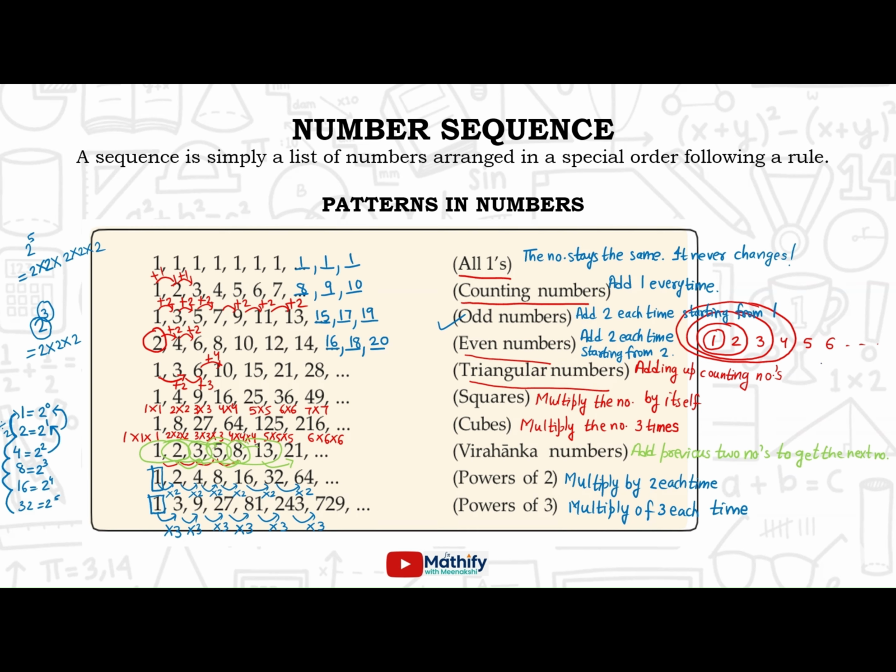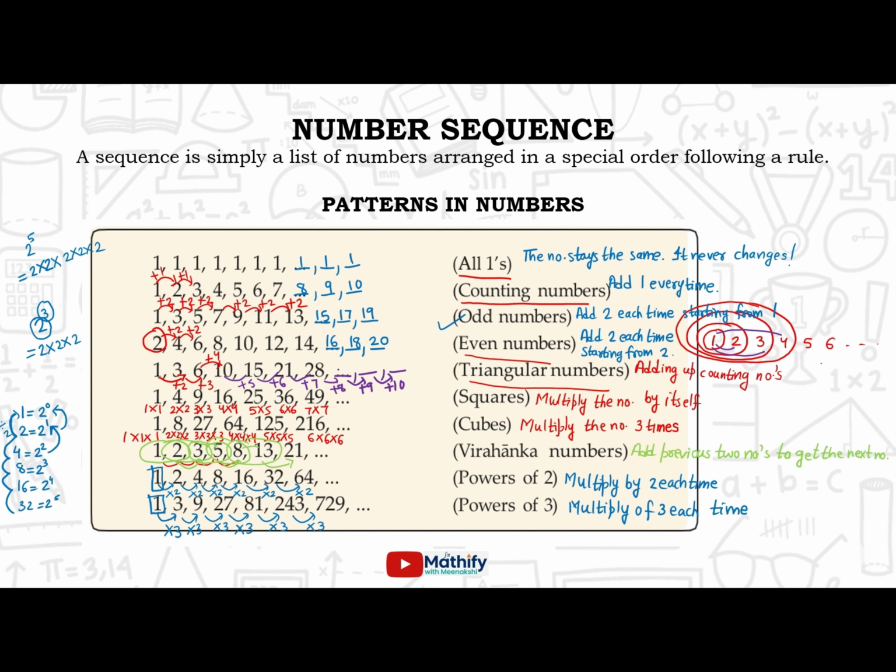Now let's move to the fifth sequence, triangular numbers. Here we have two rules. First, you can add up counting numbers. Like the first number is 1, then 1 plus 2, then 1 plus 2 plus 3, then 1 plus 2 plus 3 plus 4 and so on. And the second rule is that you can simply add the counting number to the previous number. Like if the first number is 1, you add 2 to get the next number. Then you add 3, then 4, then 5, then 6, and then 7 and so on. So the next three numbers will be that you add 8, then you add 9, and then you add 10.